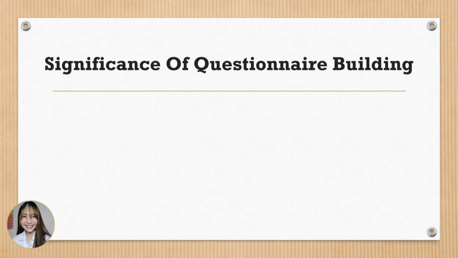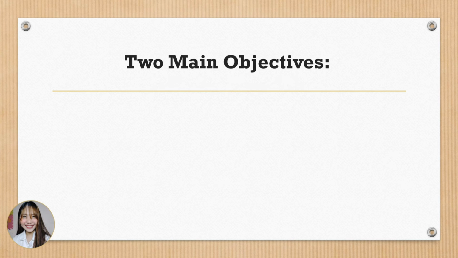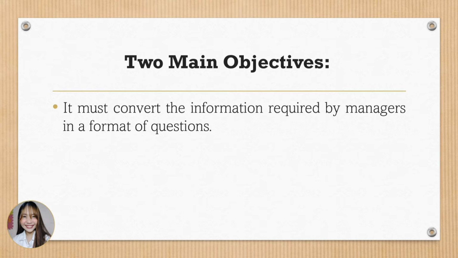What do we mean by questionnaire? A questionnaire is a formalized set of questions involving one or more measurement scales designed to collect specified primary data. Measurement scales discussed in the previous chapter provide the building blocks for questionnaire design regardless of the form of administration. A questionnaire is characterized by two main objectives. First, it must convert the information required by managers in a format of questions.